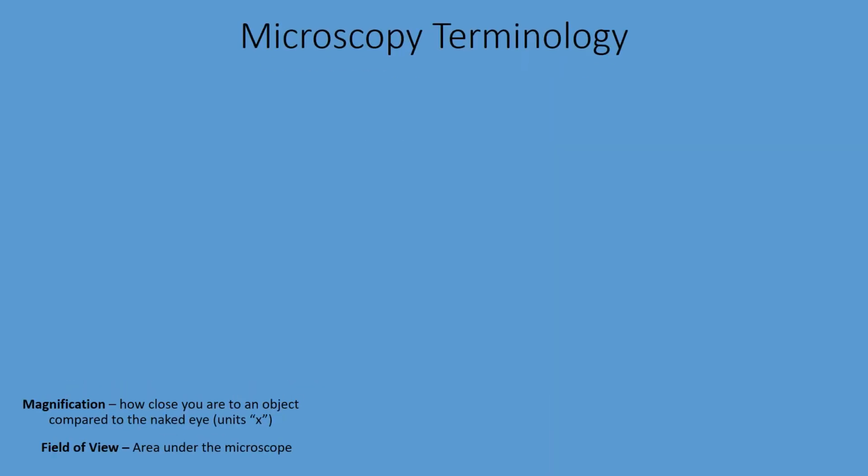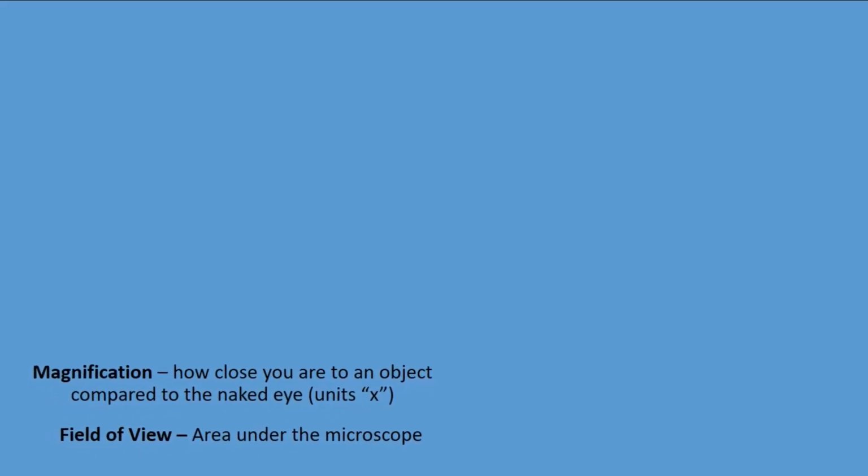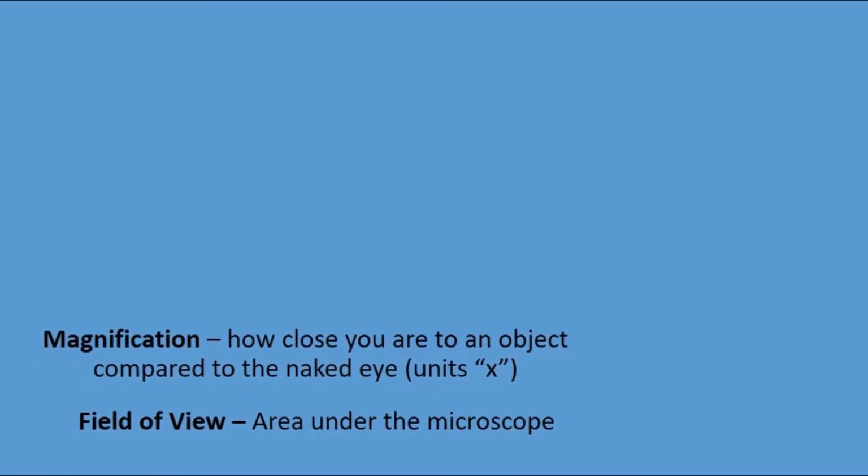A little bit more about the terminology of microscopy. The obvious thing microscopes do is it brings us closer to smaller objects by magnification. Magnification is how close you are to an object compared to the naked eye. So the naked eye sees things in 1x.